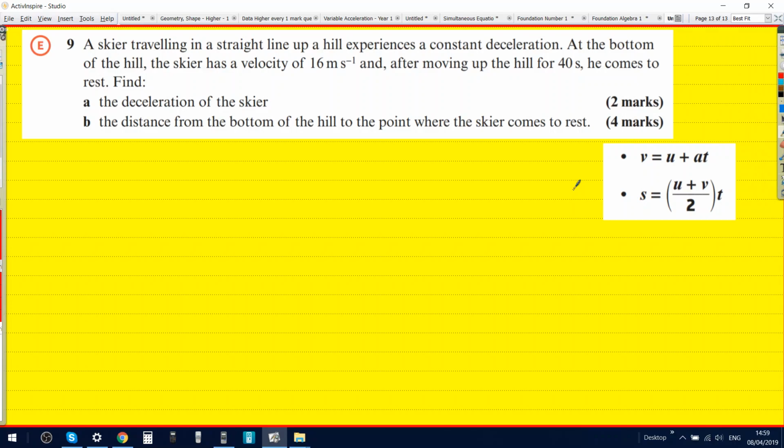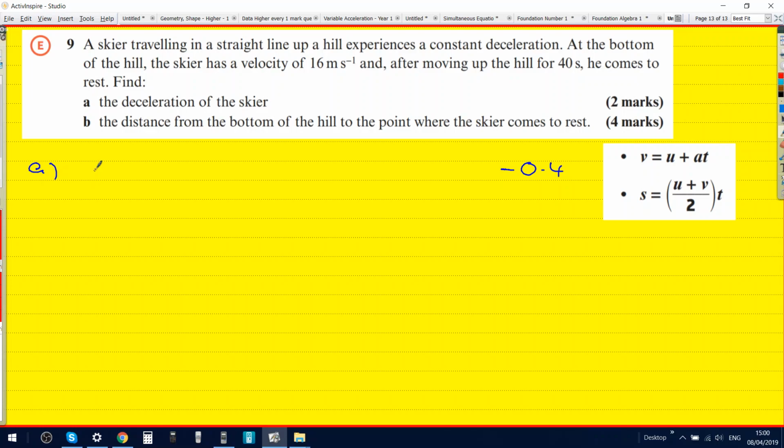So choose V equals U plus AT. V equals 0, U equals 16, plus A times 40. So A equals minus 16 over 40. I've got minus 0.4 meters per second squared. Okay, part B.